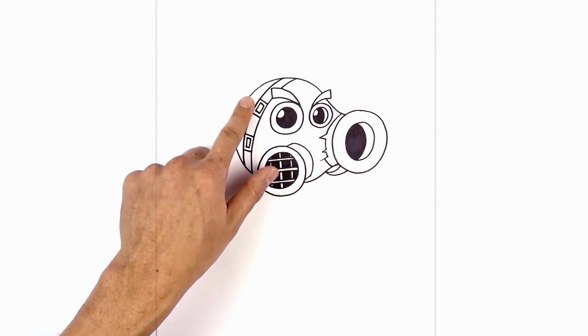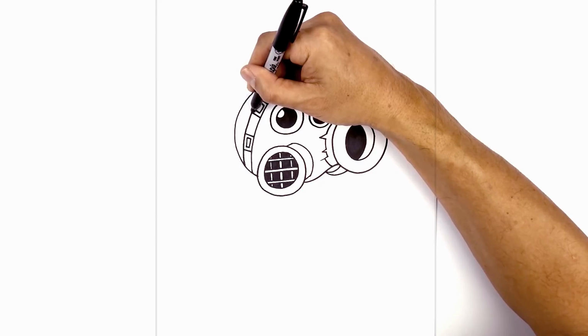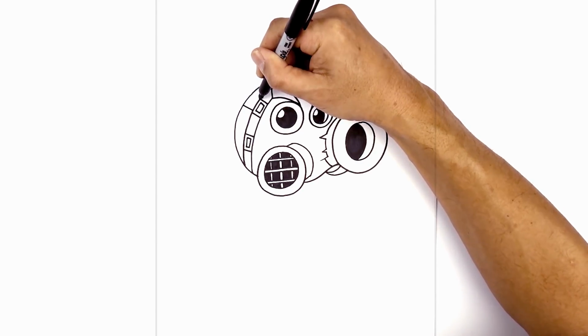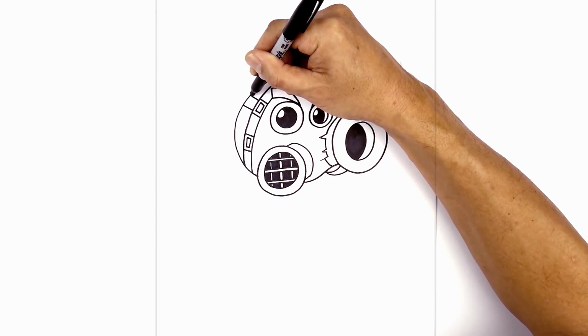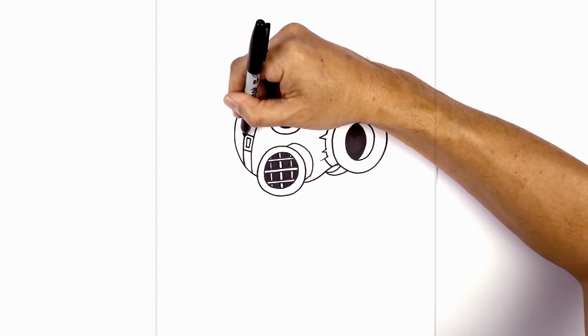Now we're going to add the straps going to the back of the head. From this line, we're going to step in, draw an angled line going up. From the top, we'll step in, going up. We'll do the same thing down here.